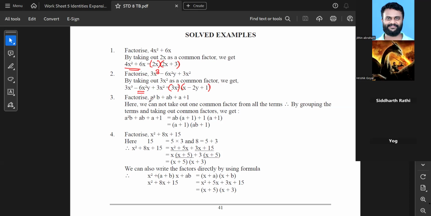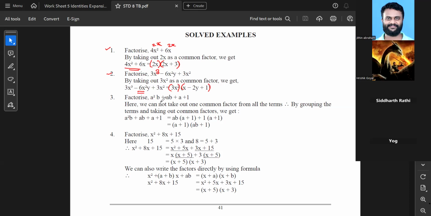Yeah. So going forward, factorize a square b plus ab plus a plus 1. Now, our first attempt is always to take, up until now, here and here, what we tried to find the common factor from all the numbers, and from all the terms. So 4x square and 6x, from here also 2x and from here also 2x. So from all the terms, we were trying to find the same expression to take common out. So that's what we were trying till now.